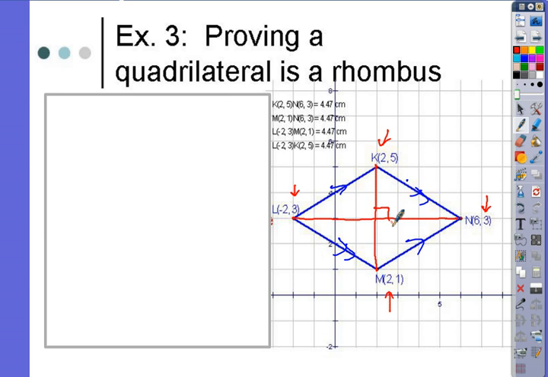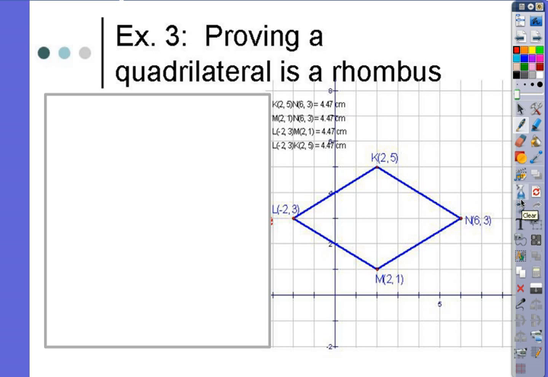Yeah, all 4 sides are congruent, so the distance formula would work. We could also just do this. Let's get rid of all that stuff. We could just calculate the distance from K to N, let's say, and from K to L, the lengths of all those sides with the distance formula, and what would have to be true of those distances? They have to be the same, they have to be equal.